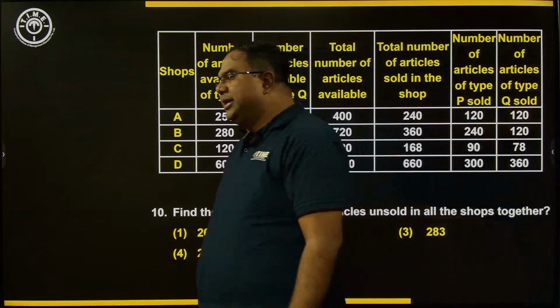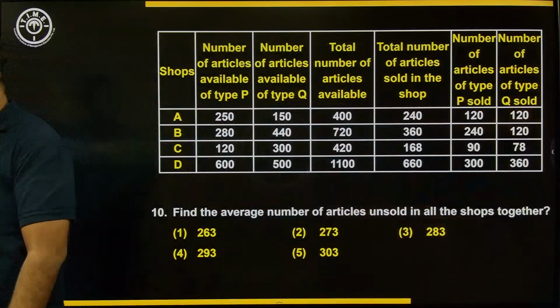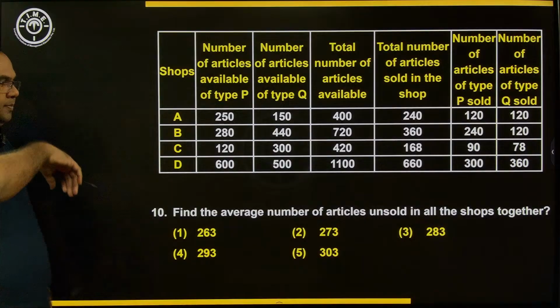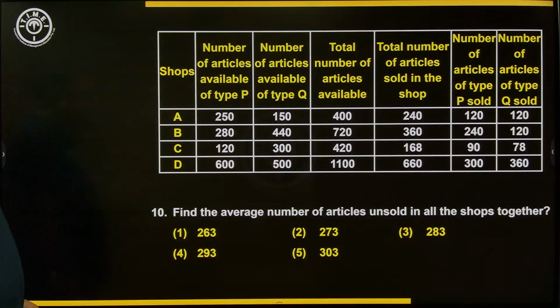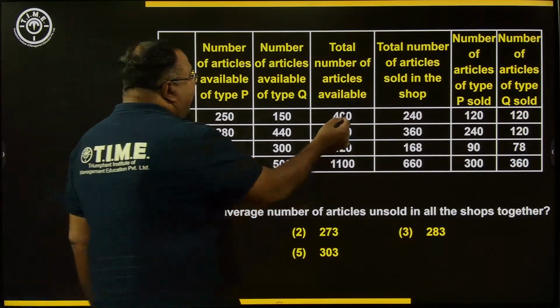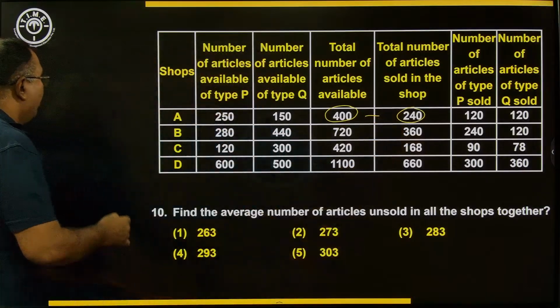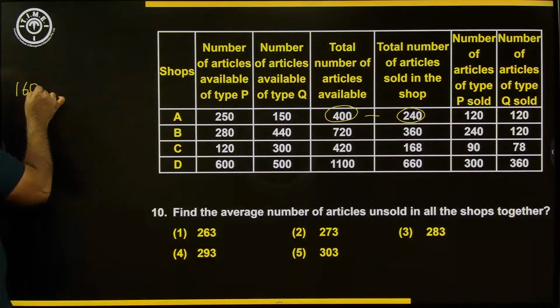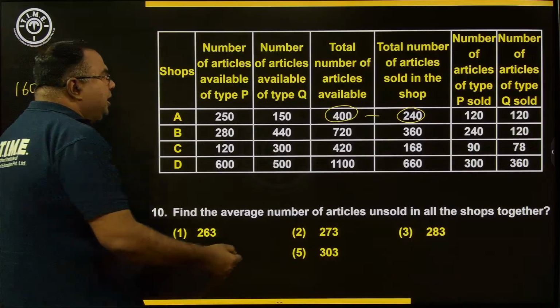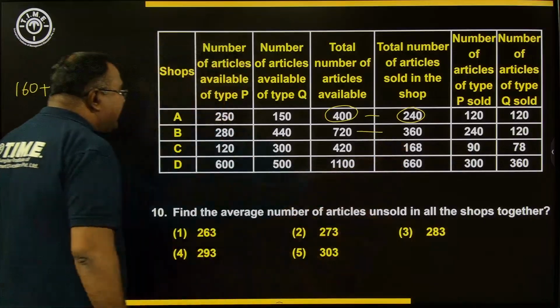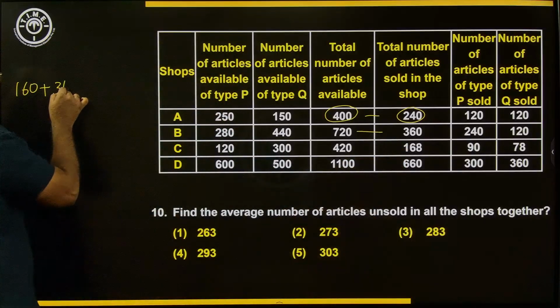Average number of articles unsold in all the shops. How do you get unsold in all the shops? Total available minus total sold. 400 minus 240, 160 in shop A plus shop B. 720 minus 360, exactly half, 360.